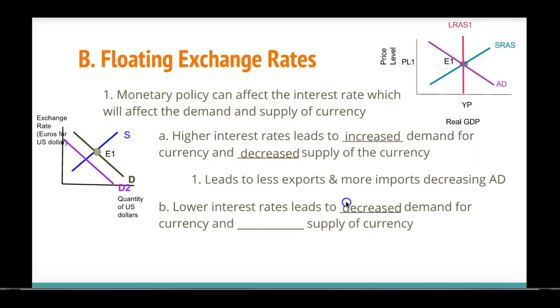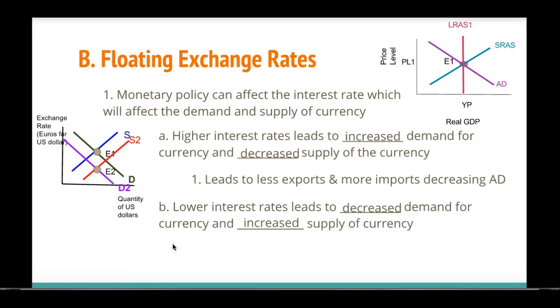So there's the decrease in demand. And there's an increase in supply of our currency, because we're going to say, ooh, we want to get out of here. We have investors that are going to be leaving our country to go and supply more dollars to be able to get more currency in a foreign country that has a higher interest rate. So we're going to also have a right shift in supply. So a left shift in demand and a right shift in supply when we have a lower interest rate.